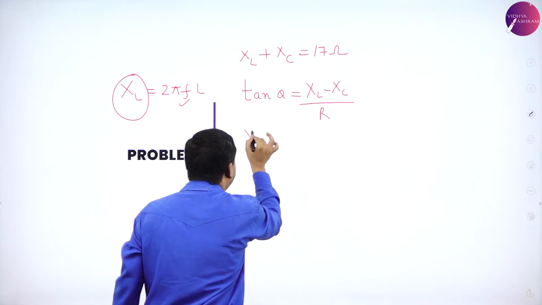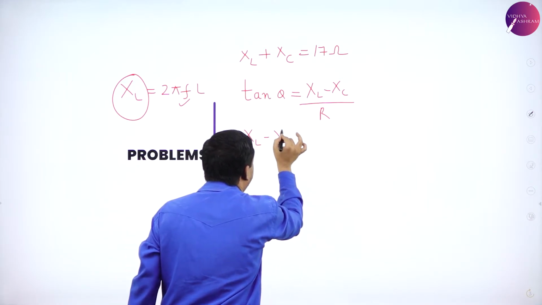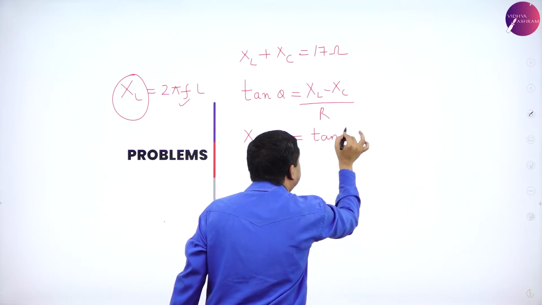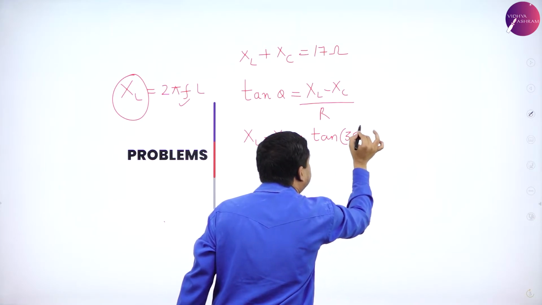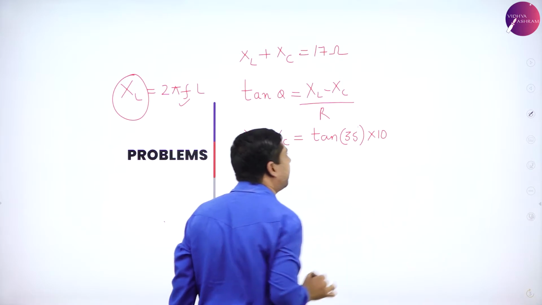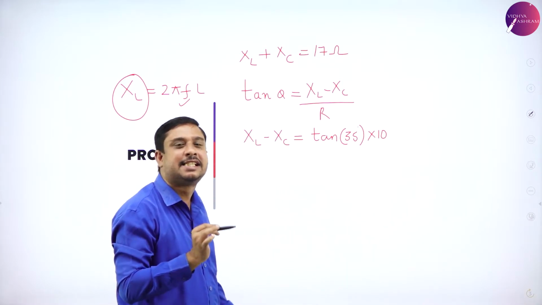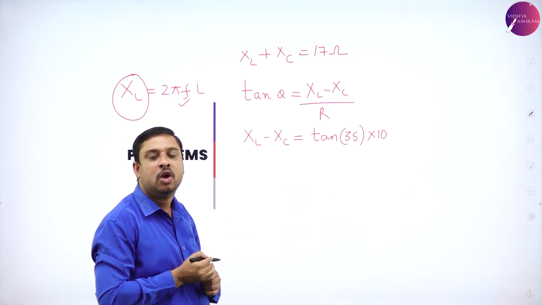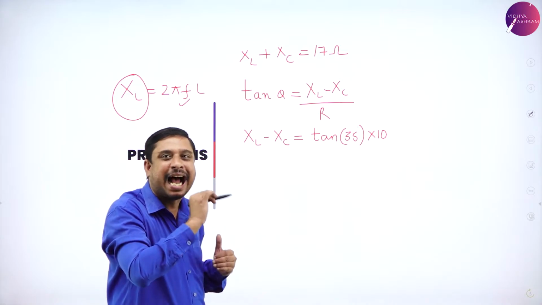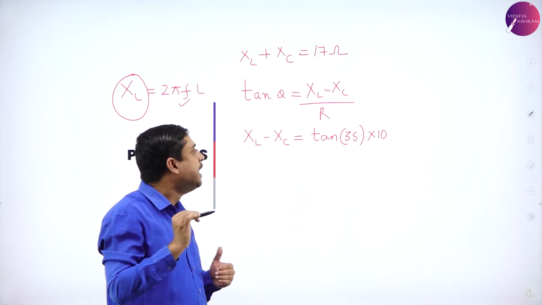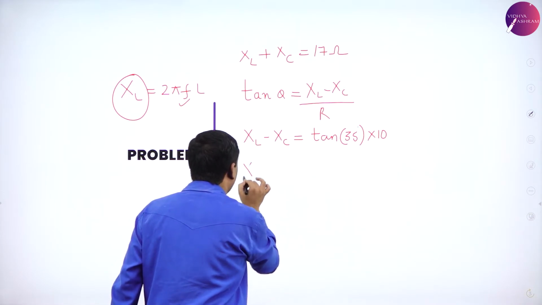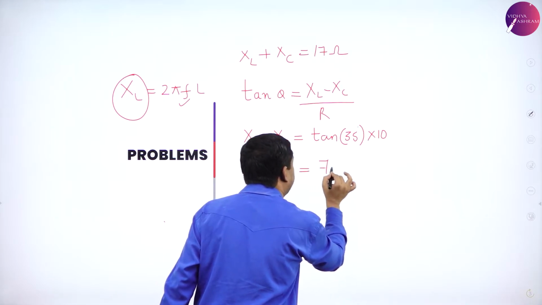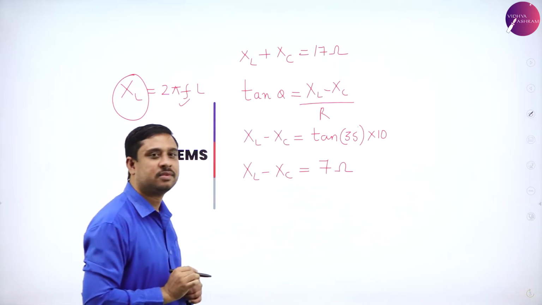So here, XL minus XC is tan 35 degrees into 10. Resistance is 10 ohms. Phi is 35 degrees. Look for your logbooks. Tan 35 into 10. So XL minus XC turns out to be 7 ohms.